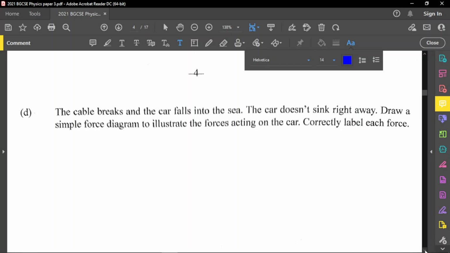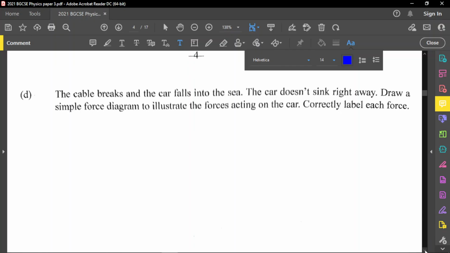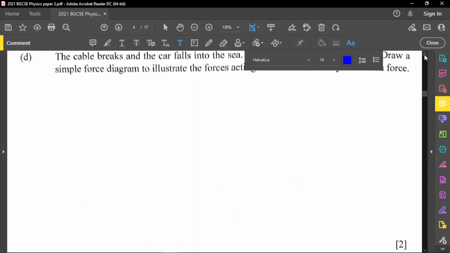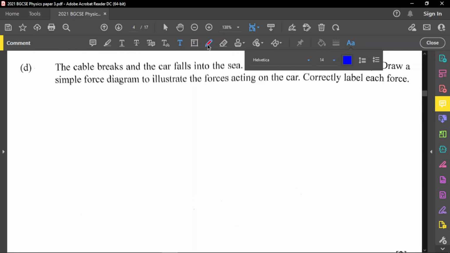All right, now for part D of this question, it said the cable breaks and the car falls into the sea. The car does not sink right away. It said draw a simple force diagram to illustrate the forces acting on the car, and correctly label each force. Let me see the amount of marks. 2 marks. So it's a 2 marks question, a simple diagram. As a matter of fact, it asks you to draw.